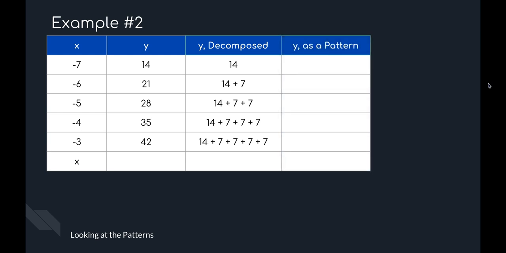Now we're going to redo this as a pattern. 14 plus no products of 7, 14 plus 1 product of 7, and so on. Now we want students to make a conjecture or a hypothesis about the connection between the values of x and the values inside the parentheses. At -7, it was 0. At -6, it was 1. At -5, it was 2. At -4, it was 3.